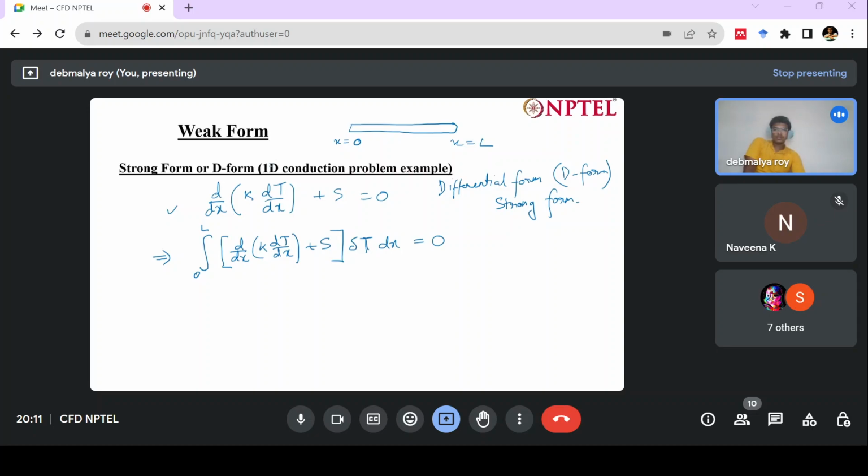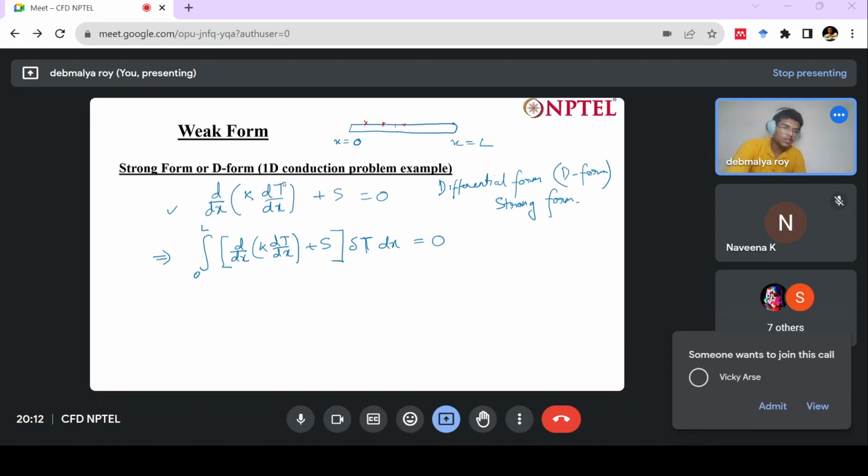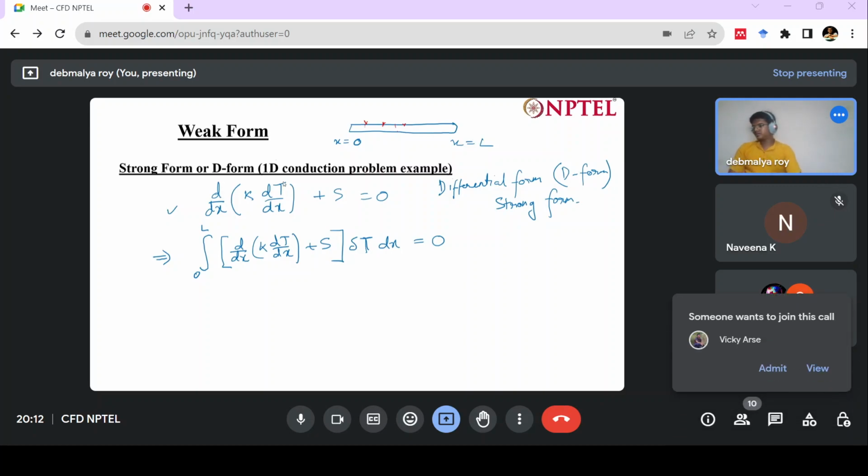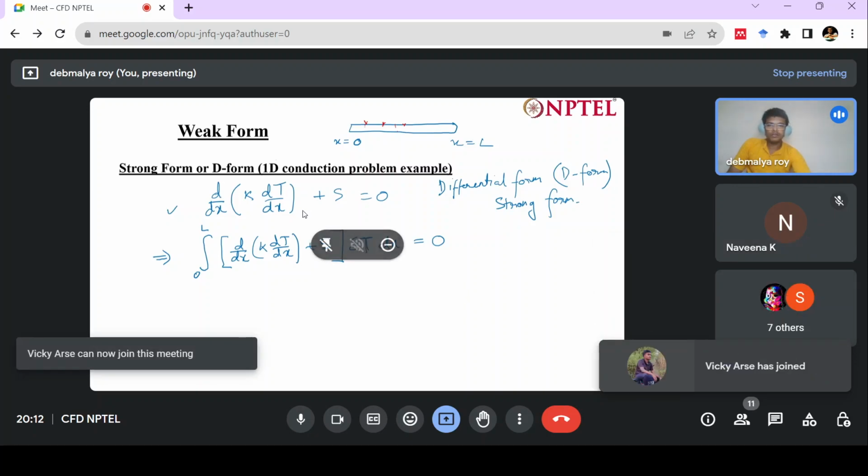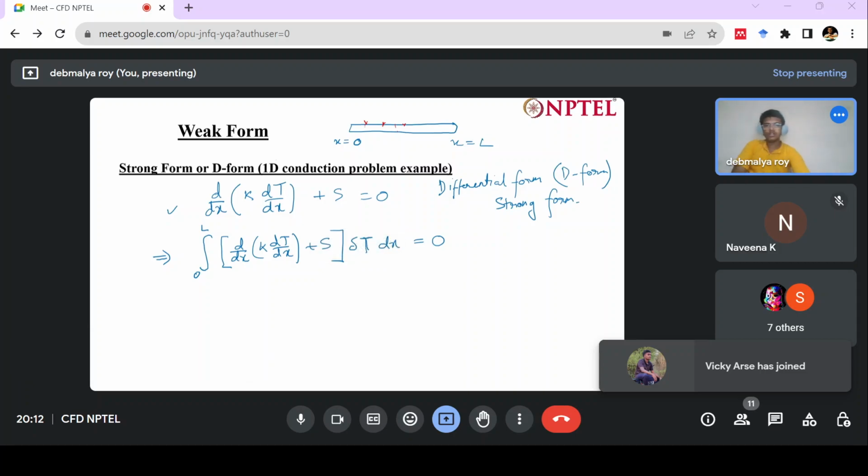Now, what does the first statement imply? The first statement implies that this particular differential equation should be valid at each and every point on this bar. For each and every point, if I take a differential element, then from the thermal energy balance, we will get this particular conduction equation. So for each and every point on the rod, this first equation is valid.